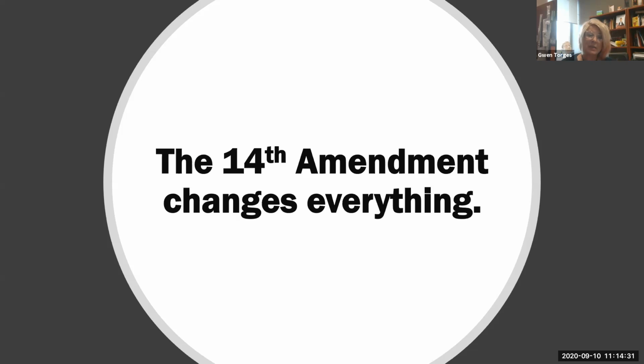There was a lot of resistance, and at first the Supreme Court and its weak interpretation of the 14th Amendment was part of the problem, but eventually the 14th Amendment would change that relationship, and there would be a way that the national government could come in and protect people from their state governments.